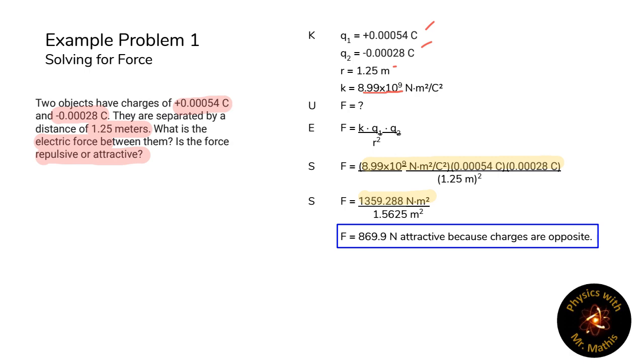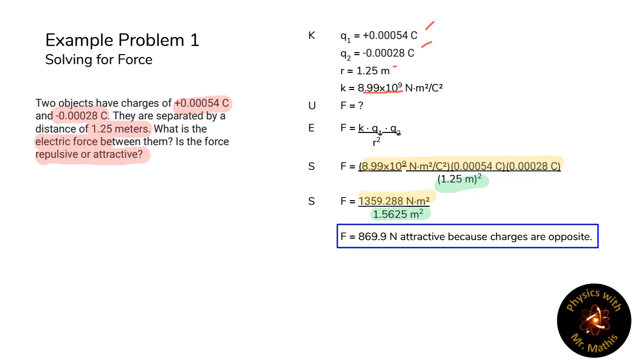The second step in simplifying is to take the 1.25 meters and square it. That gives us the 1.5625 meters squared on the bottom of the fraction. Take your calculator and divide those two numbers, and you will find that the electric force between the two objects is 869.9 newtons. Remember, forces are always in newtons, but you also can tell because in the problem, the units were Newton meters squared divided by meters squared. So the meters squared are going to cancel out and leave just newtons.